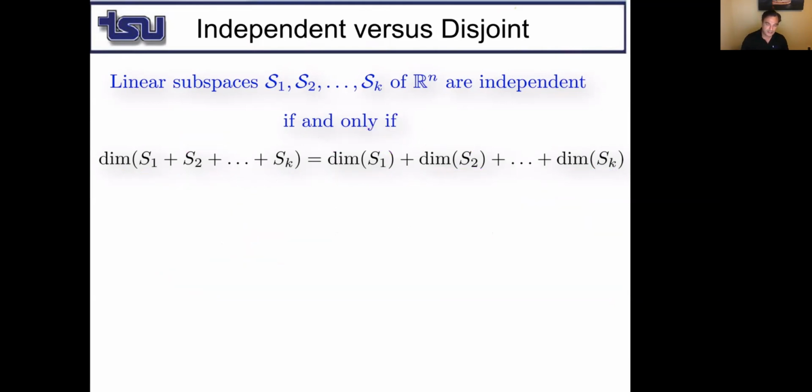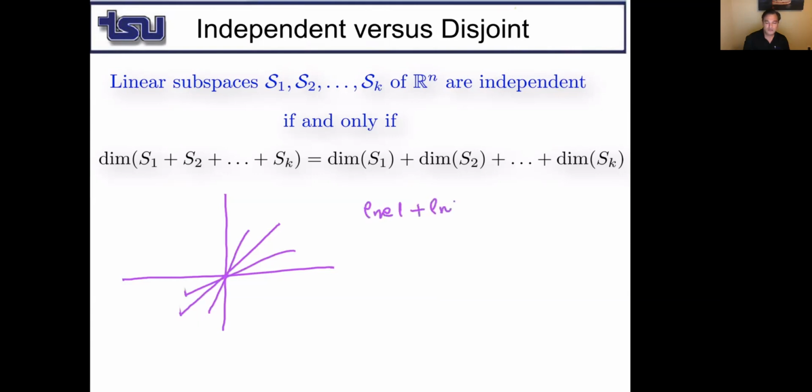However, if we have three lines, 1, 2, 3, line 1 plus line 2 plus line 3, this is still R2, because it spans the whole space, whether 2 lines or 3 lines. As long as you have more than 1 line, it's going to be what? R2. And if you take the dimension here, that means the dimension of R2.